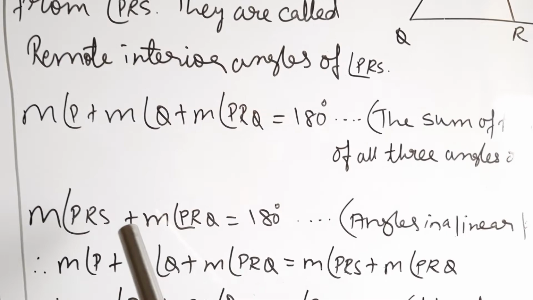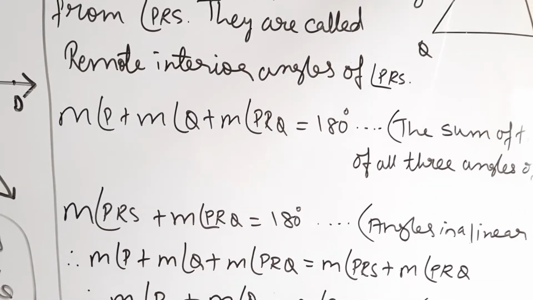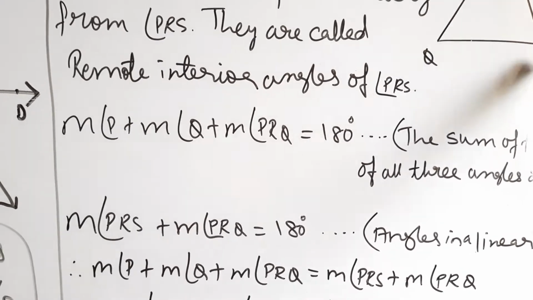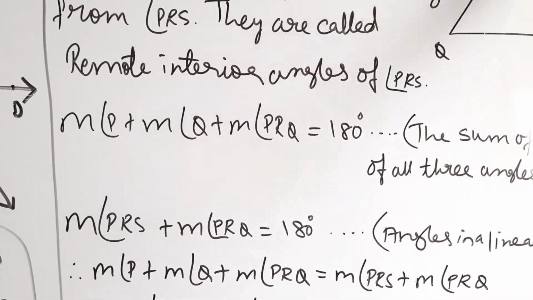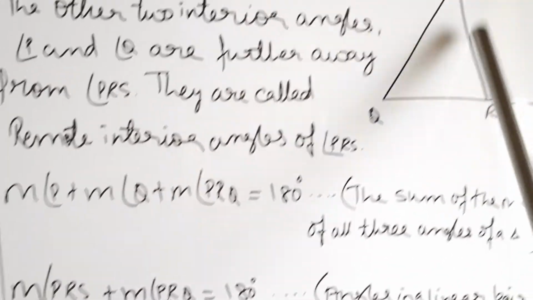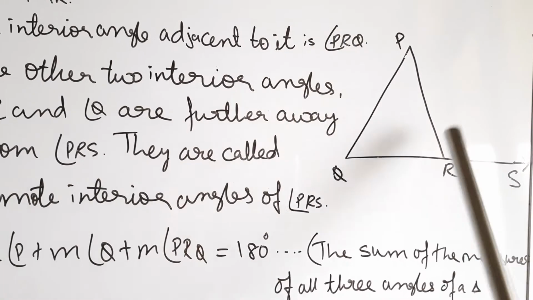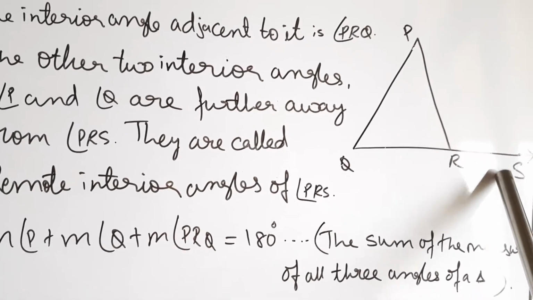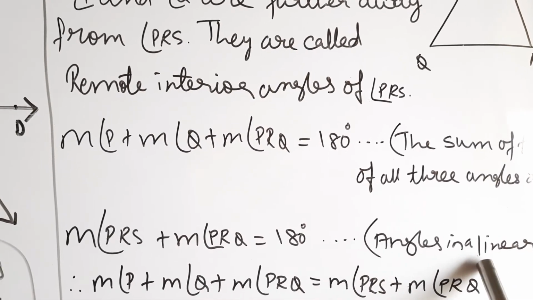So measure angle PRS plus measure angle PRQ is equal to 180 degrees. That's why we purposely write PRQ and not just angle R. Measure angle PRQ and measure angle PRS is equal to 180 degrees, as they are forming a linear pair of angles.